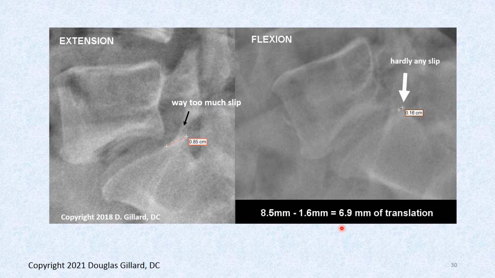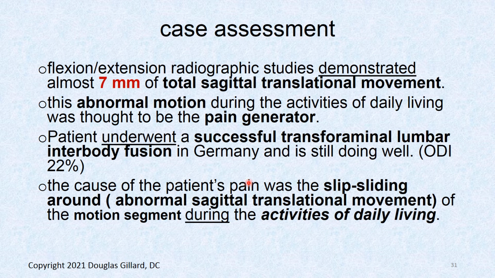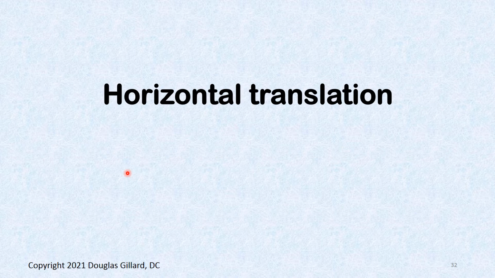And in fact, she had a very successful surgery. She ended up going to Germany, whose spine centers are just as good as ours, I would say. And she had a very successful surgery. She still had a slight disability, 22%, which is really good for fusion. And yeah, so that's a little lesson for you.